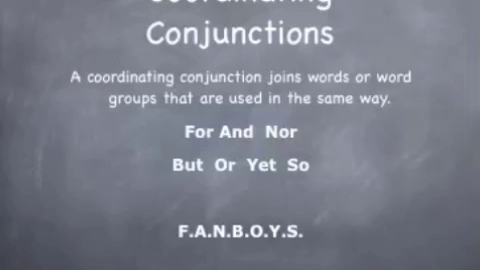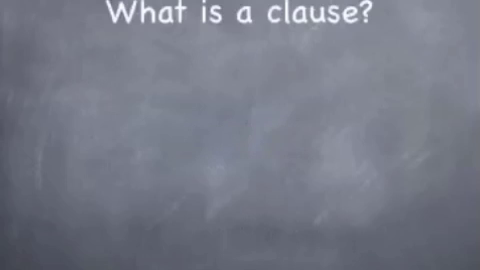This will be really important later on when we get to comma usage, about using coordinating conjunctions and commas together. So just file that in the back of your head somewhere, that fanboys stands for, and, nor, but, or, yet, so, those coordinating conjunctions. So what is a clause?